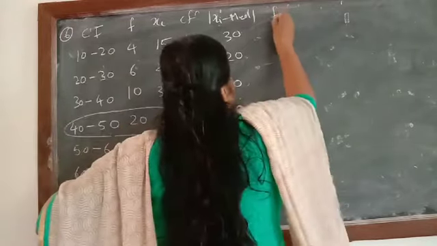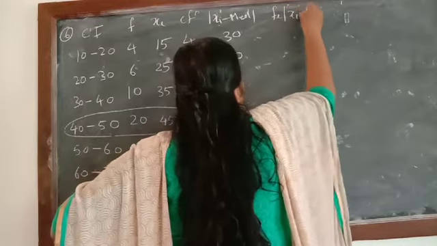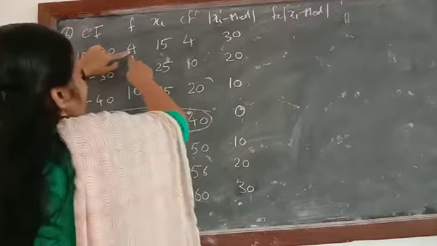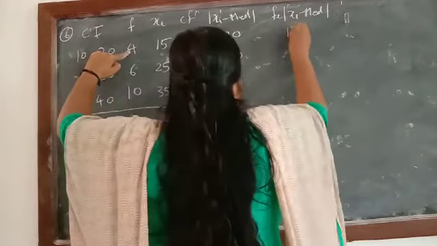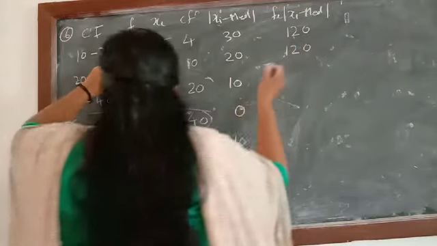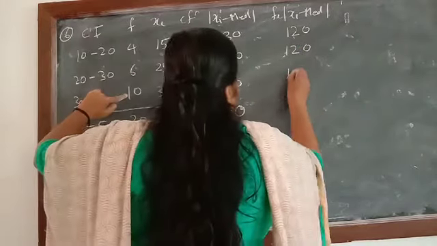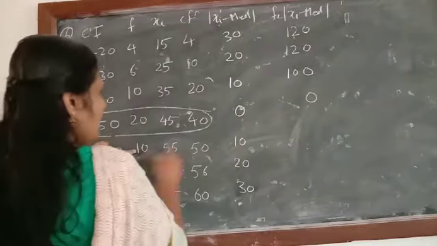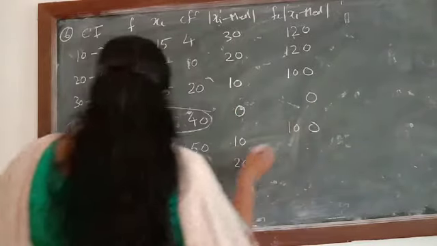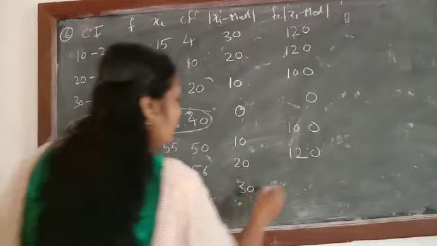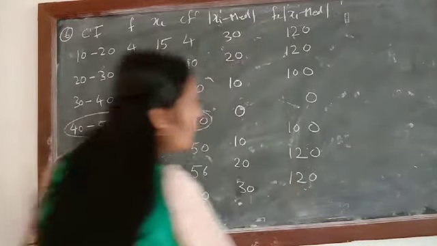Then the next column is fi into modulus of xi minus median. Multiply with the corresponding frequencies. 30 into 4, 120. 20 into 6, 120. 10 into 10, 100. 20 into 0, 0. 10 into 10, 100. 6 into 20, 120. 4 into 30, again 120.